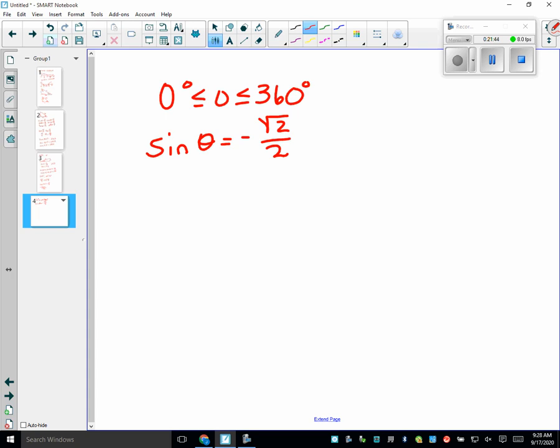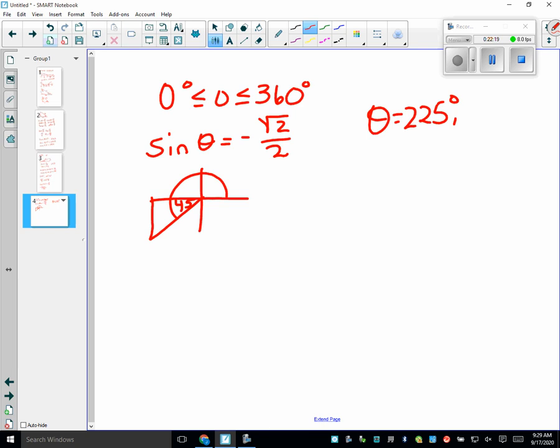Third and fourth? So what I'm going to do is put an angle in here. This is 45. What is that? That's 180 plus 45, which would be 225. That's my first answer. It's 180 plus 45.